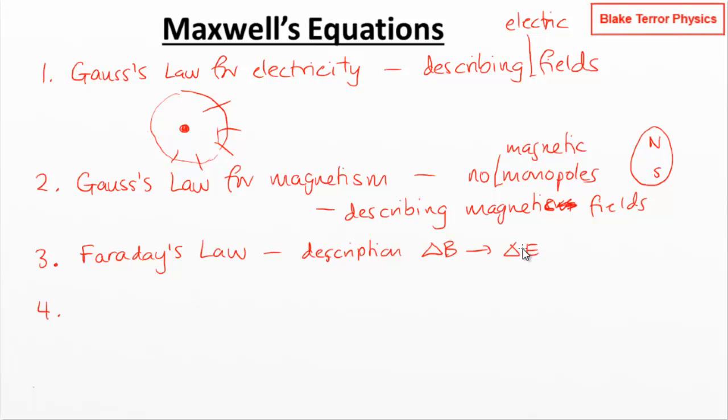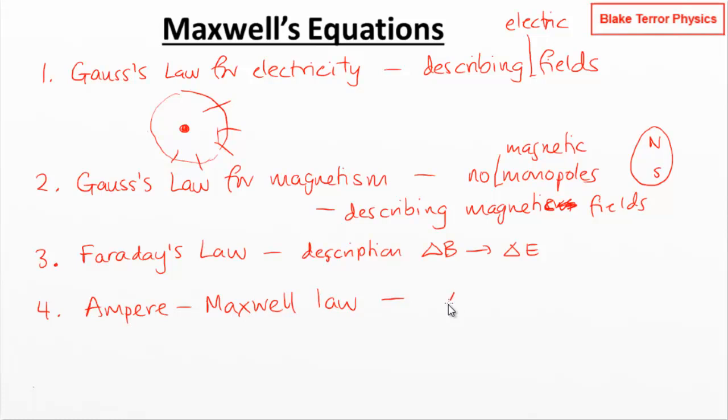We've now got an interrelation between magnetic fields and electric fields. And then we get the Ampere-Maxwell law, which is just sort of finishing off the circle here, completing the circle.